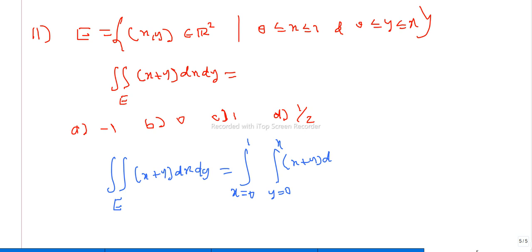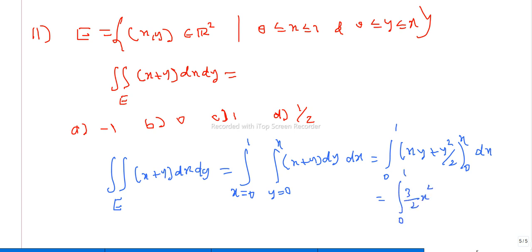plus y dy dx. First you have to integrate with respect to y, therefore integral 0 to 1, if you integrate with respect to y we get xy plus y square by 2, lower limit to upper limit, into dx. So we get x square, and here also x square by 2, therefore 3x square by 2, integral 0 to 1 dx. And if you integrate this we get x cube by 3, the 3 cancels, we have x square by 2, if we substitute, finally we get 1 by 2. So this is the answer.